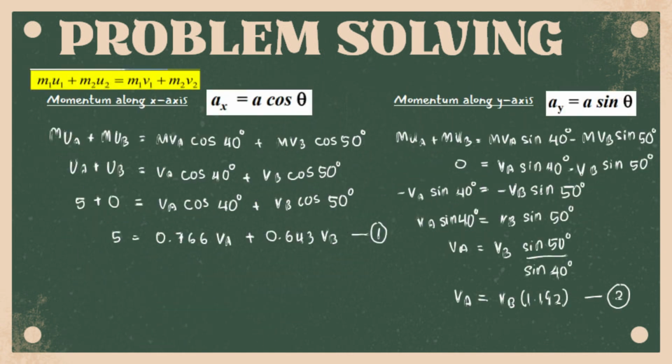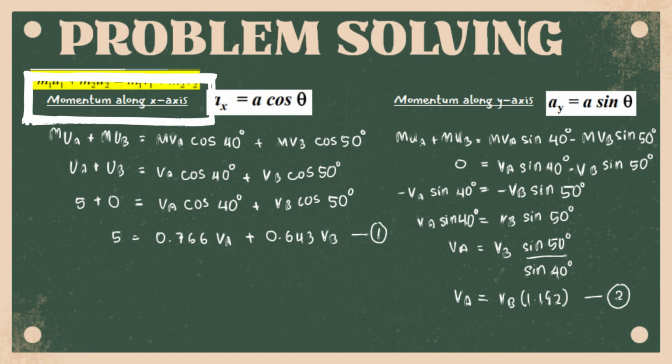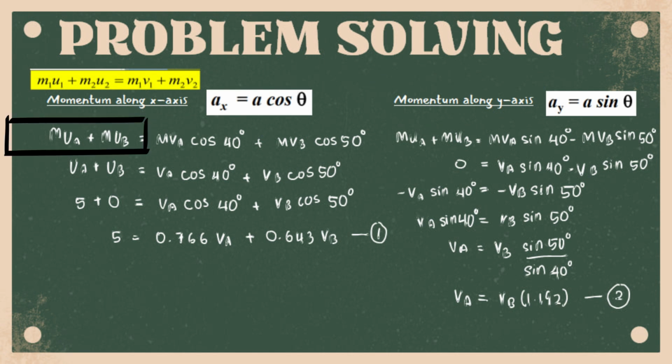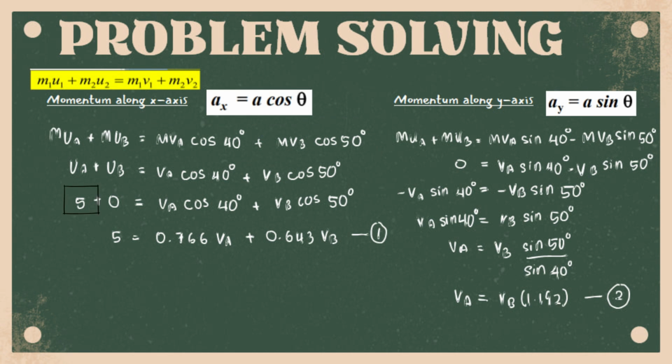To make things less complicated, let's separate this equation into two different components. Focusing on the momentum along the x-axis, we can use the principle of conservation of momentum, where the momentum before collision is equal to the momentum after the collision. We take m vA cos 40 and m vB cos 50 on the right hand side because these are the only components acting parallel to the x-axis. Since all the masses are the same, we can cancel them out. And it is given that the initial velocity of ball A is 5, and since ball B is at rest initially, its speed should be 0. Hence, we can simplify them into the first equation.